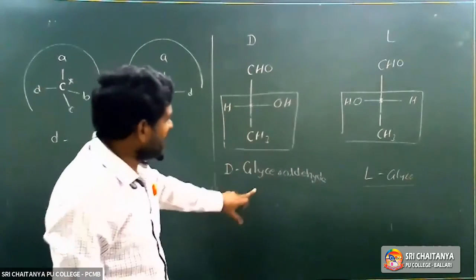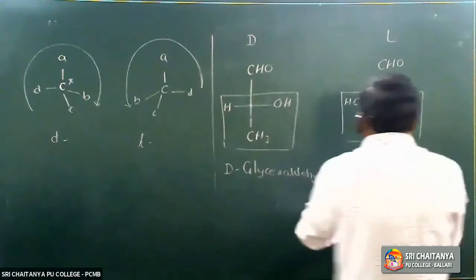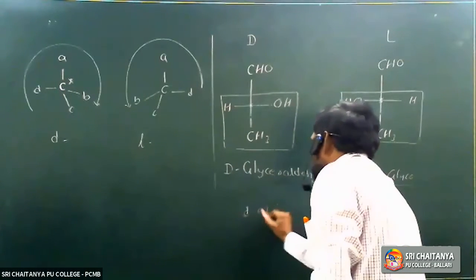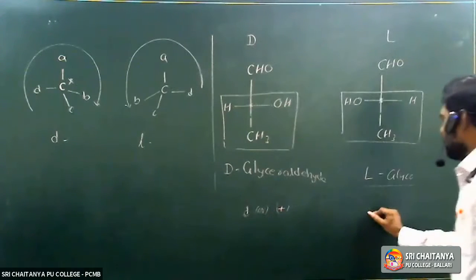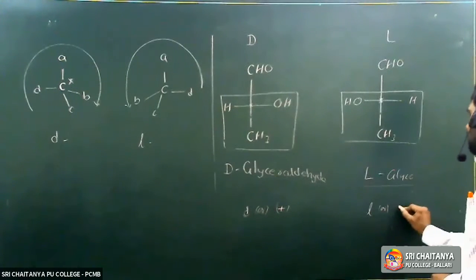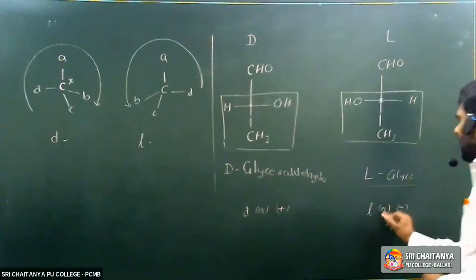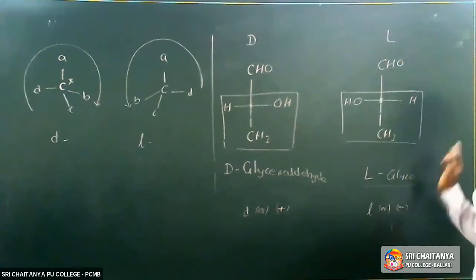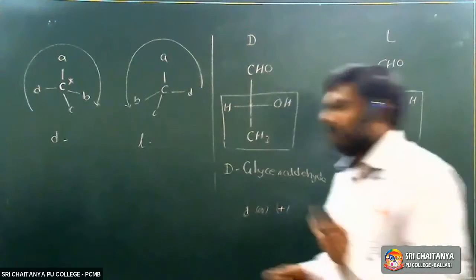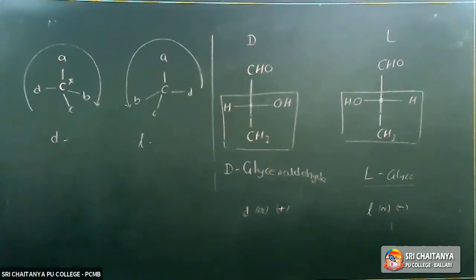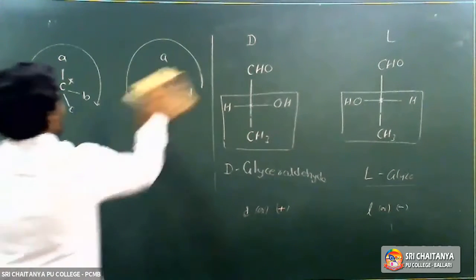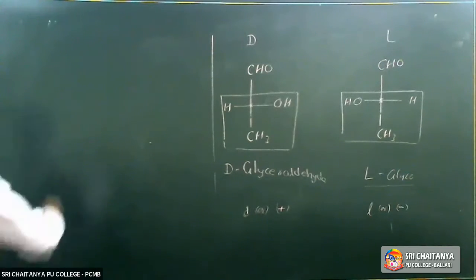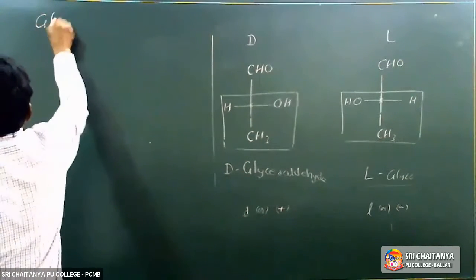So capital D glyceraldehyde and capital L glyceraldehyde are for configuration, whereas small d or plus, and small l or minus, are used for optical rotation. Next one, take glucose. What is the formula of glucose? C6H12O6.